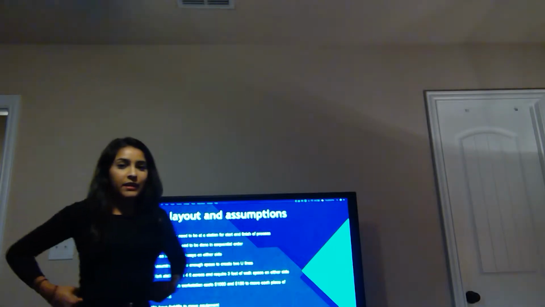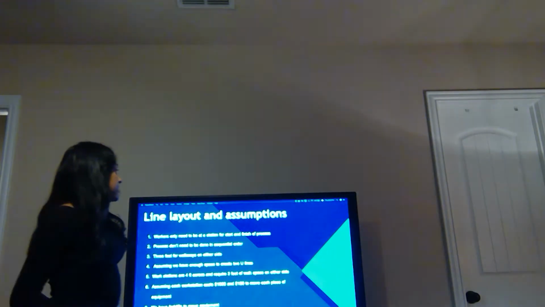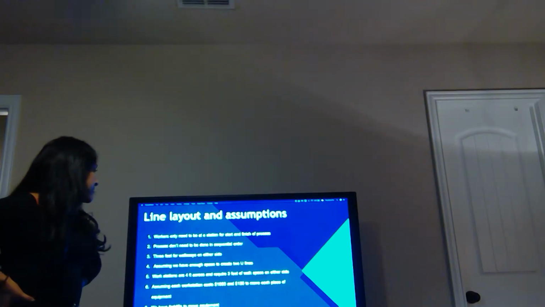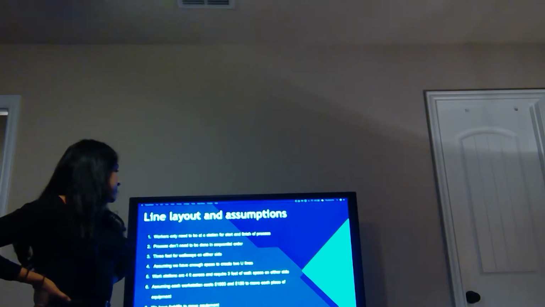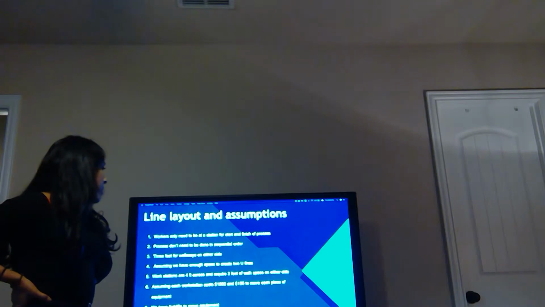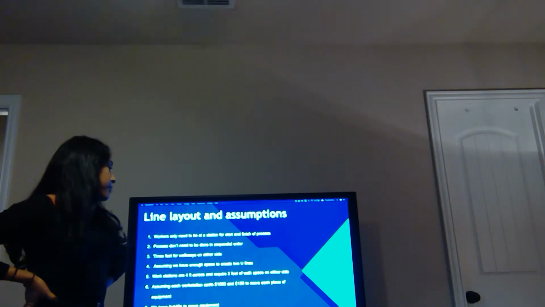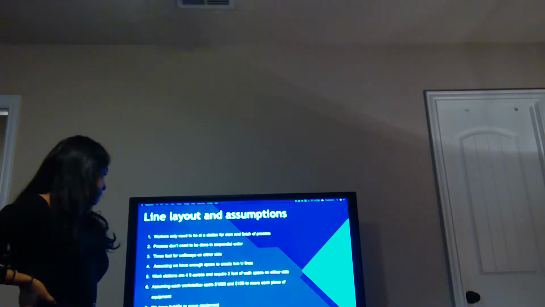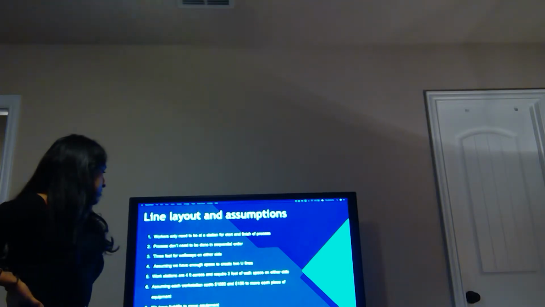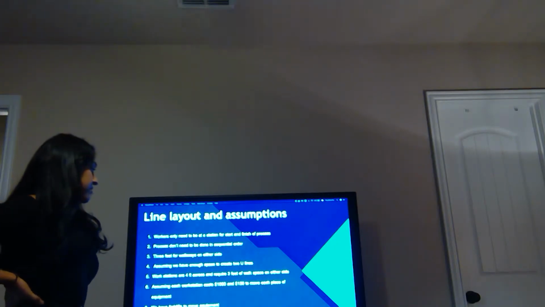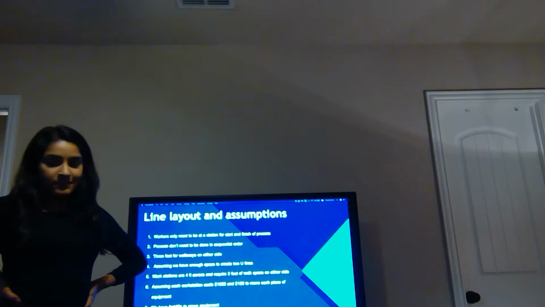So I'm going to talk about the U-line and the layout of it and the assumptions that we have made. The workers only need to be at a station for start and finish of the process. The process does not need to be in a sequential order. There will be 3 feet walkways on either side. Assuming that we have enough space to create 2 U-lines, the workstations are going to be 4 feet across and require 3 feet of walk space on either side. Assuming each workstation costs $1,000 and $150 to move each piece of equipment, and we will provide forklifts to move equipment on site.